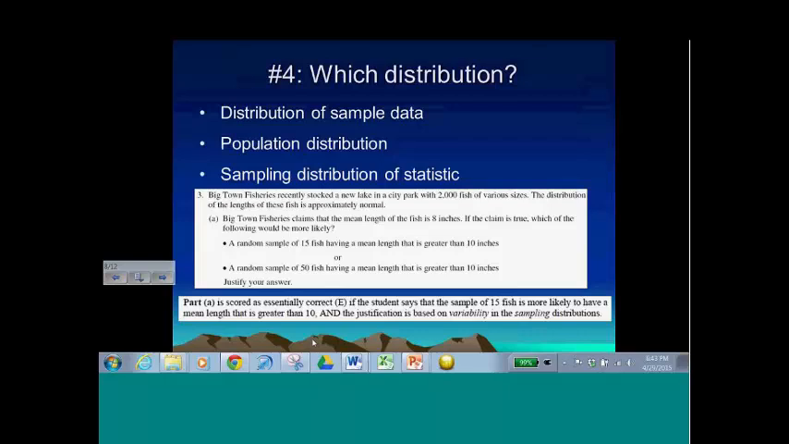Or put another way, you're more likely to get closer to the truth about the mean length of the fish if you take a larger random sample than if you take a smaller one. So you can see the justification in this problem has to be based on the variability in the sampling distribution of X bar. All the elements are shown really nicely in this question, and I would say that on each year's exam, you're going to find at least one question like that.